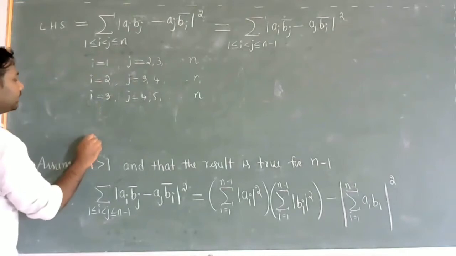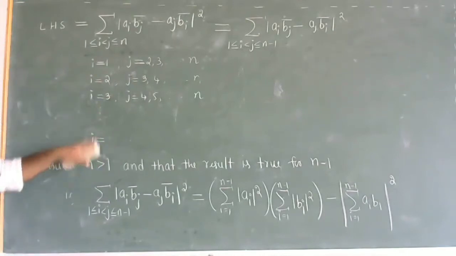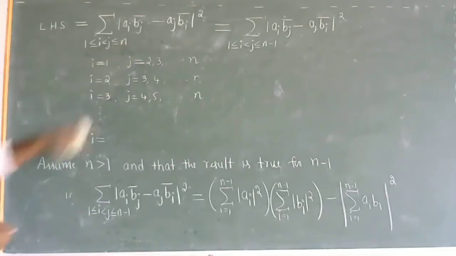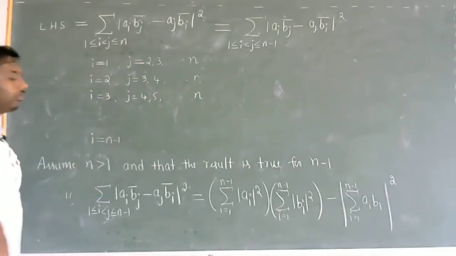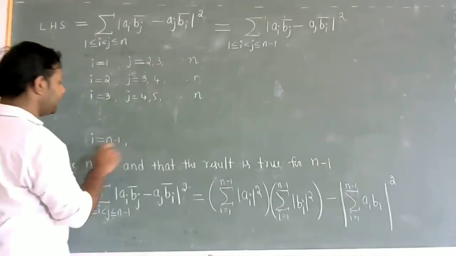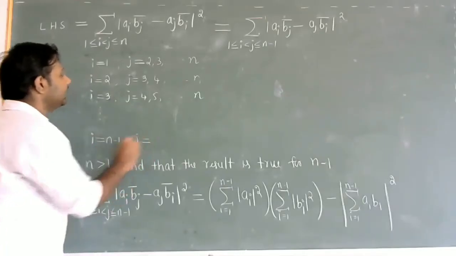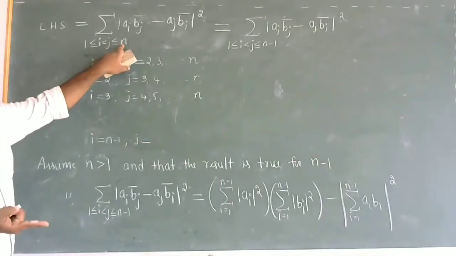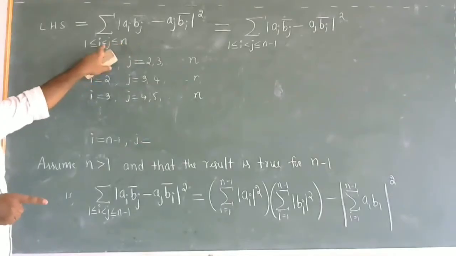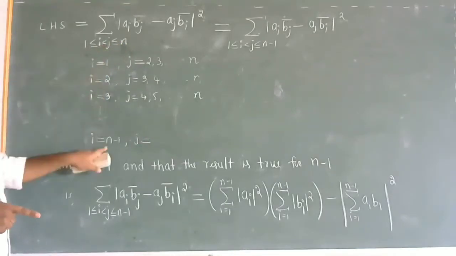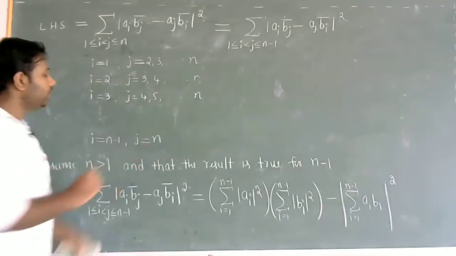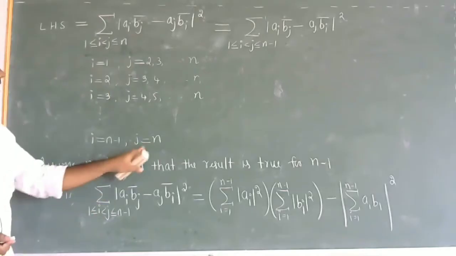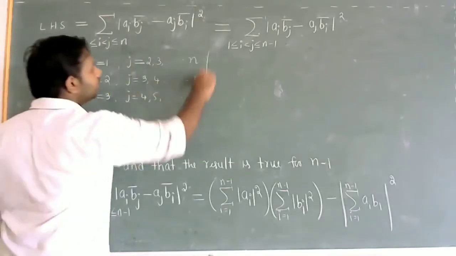Similarly, i has to be strictly less than n. That means i can take the maximum value n minus 1. If i takes n minus 1, j takes the only possible value n, because the maximum value that j can take is n and it has to be strictly greater than i. So n is the only value which is greater than i and less than or equal to n. So j is n.